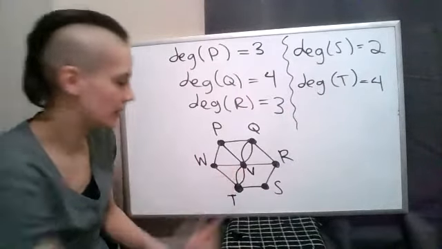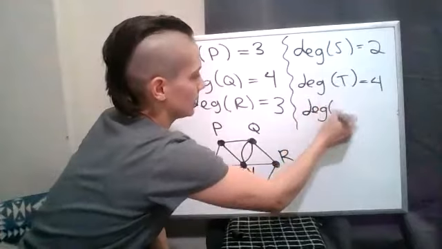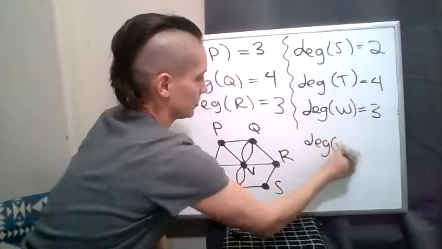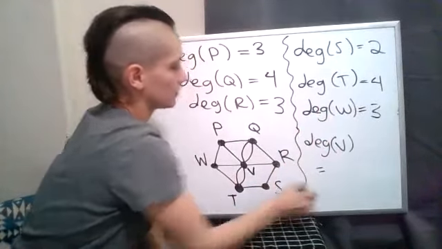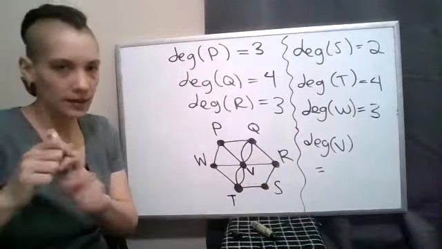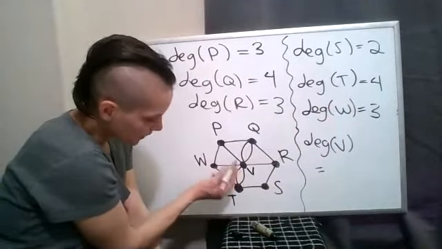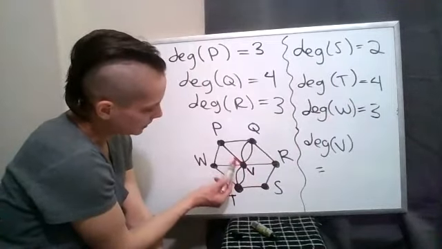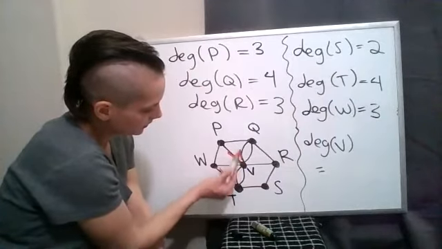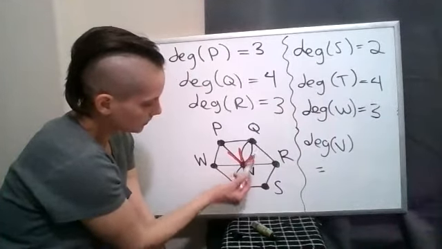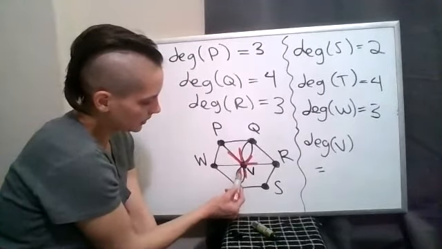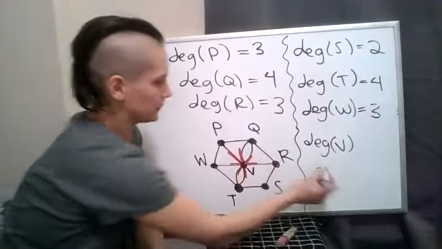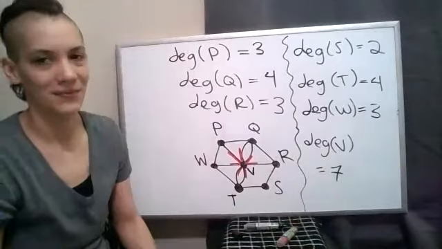We're going to have to work on V next. Okay, let's go with this little diagonal here and then go around. So starting with 1 connection, 2, 3, 4, 5, 6, 7. Cool.